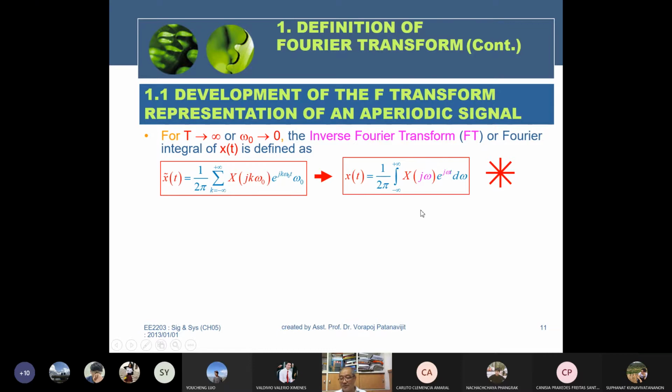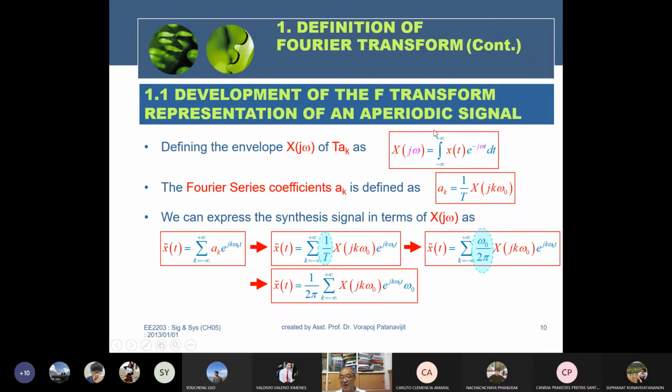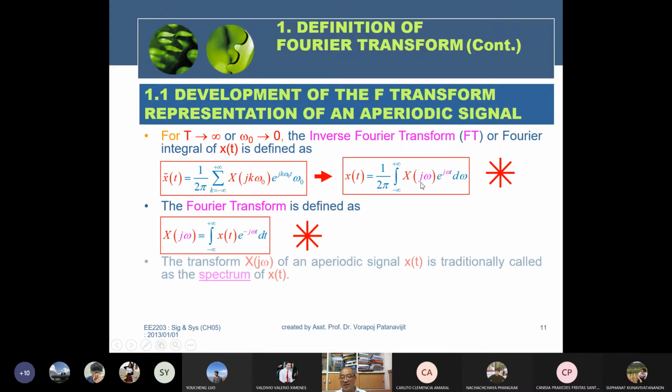This equation is called the inverse Fourier transform, okay? Remember two equations. The first equation is the Fourier transform. This equation is the inverse Fourier transform, okay? The transform X(jω) of a periodic signal x(t) is traditionally called the spectrum of x(t), okay?